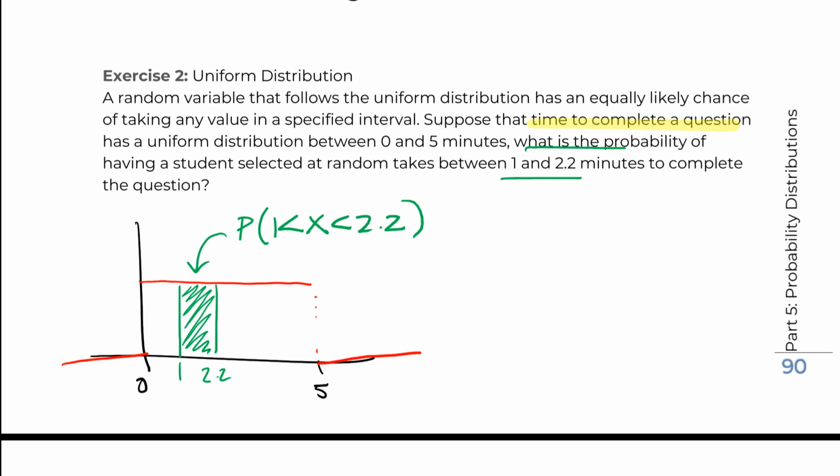Two ways you could solve this. One, you could think of this as a proportion of the curve, since everything is equally likely. So this is a distance of 1.2 out of our 5 total things down there.